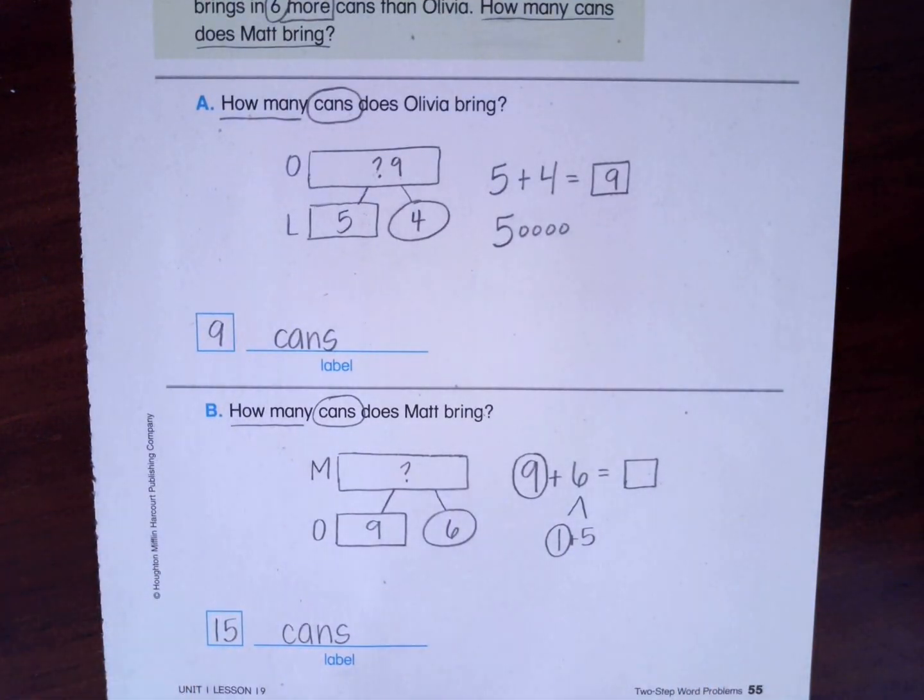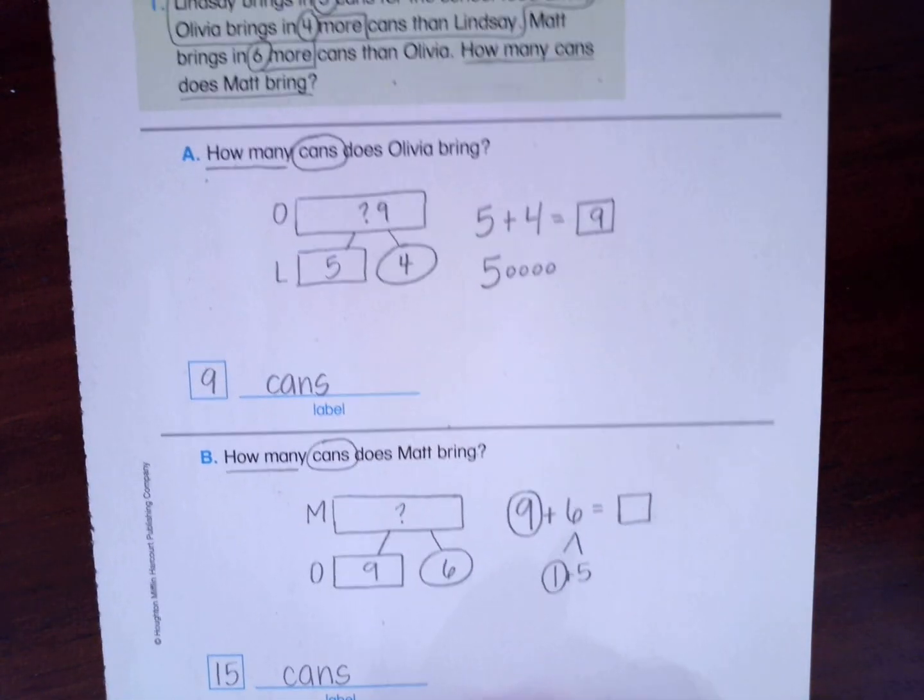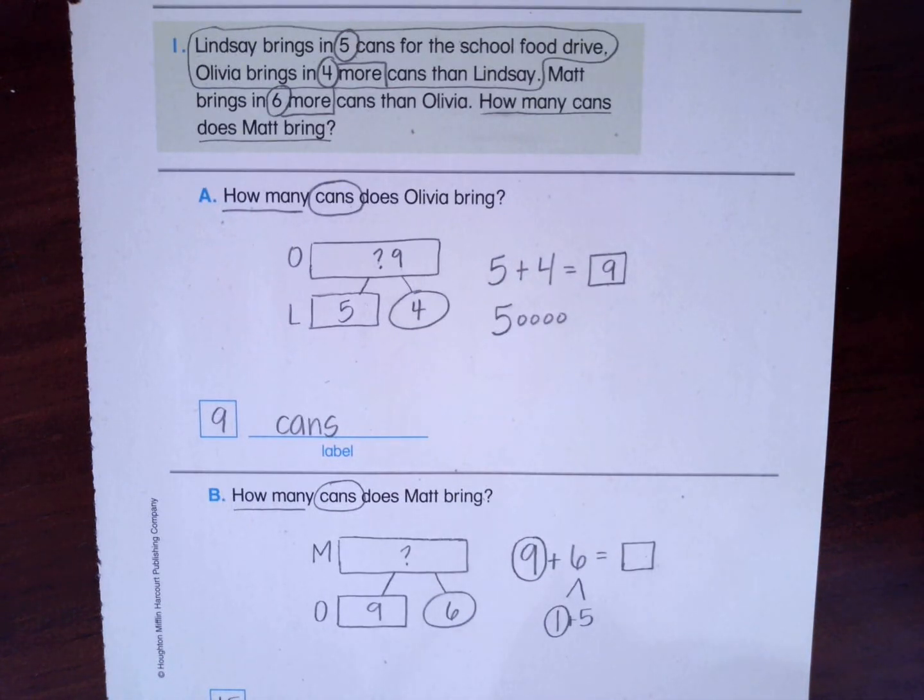So, two-step word problems. They aren't necessarily hard equations to solve, but you do need to be very careful when you're reading to make sure you're solving that hidden question first. Let's turn the page and do another one like this.